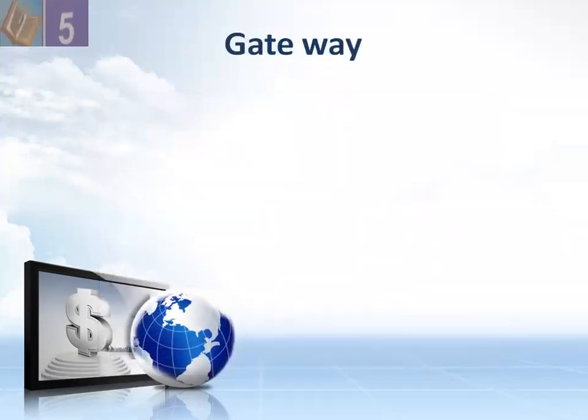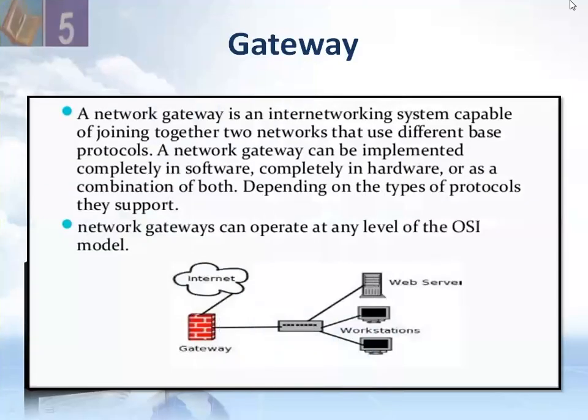Next is gateway. So dear students, a network gateway is an inter-networking system capable of joining together two networks that use different base protocols. A network gateway can be implemented completely in software, completely in hardware, or as a combination of both, depending on the types of protocols they support.